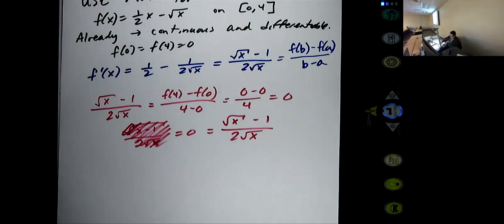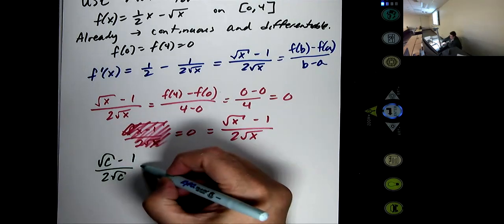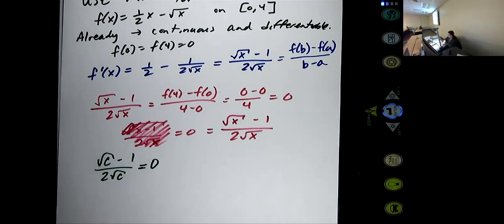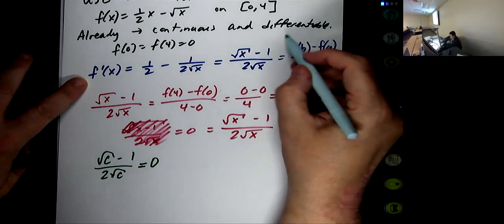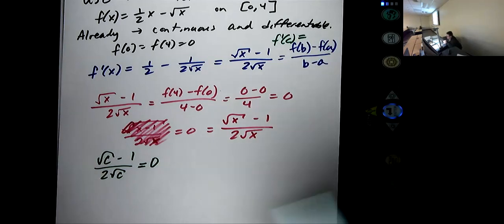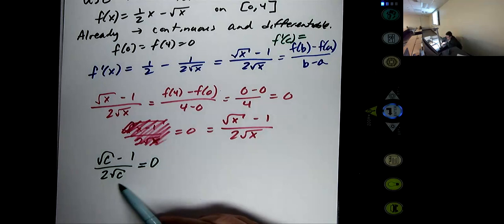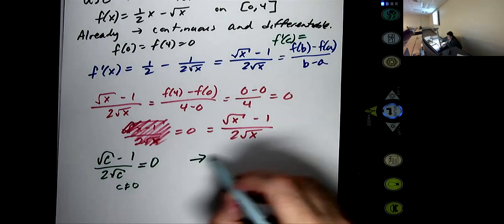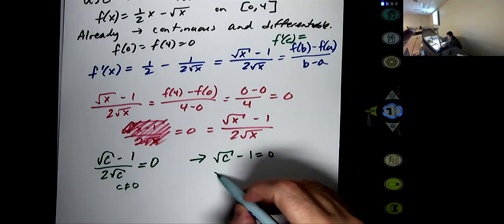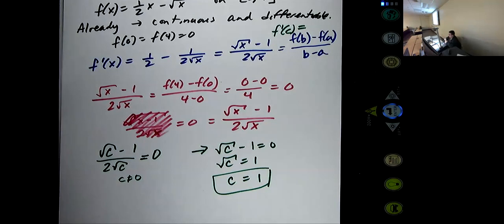At this point, I should probably be using c, just for the point of this lecture. But see how I naturally kept it as x? Because right now we are evaluating f prime of c. f prime of c equals f of b minus f of a over b minus a. Well, c does not equal 0, so I can multiply through by it. And I get square root of c minus 1 equals 0. Square root of c equals 1. So c equals 1. And that's what we found with Rolle's theorem.